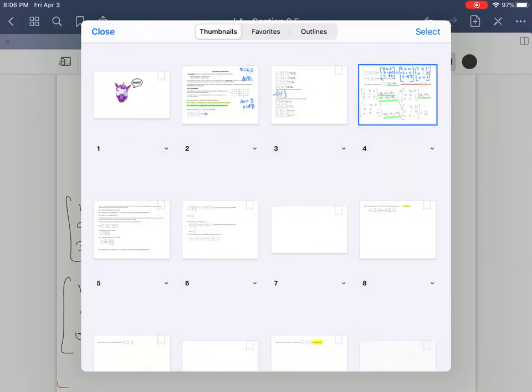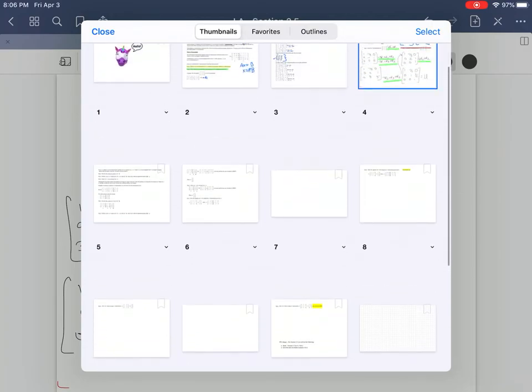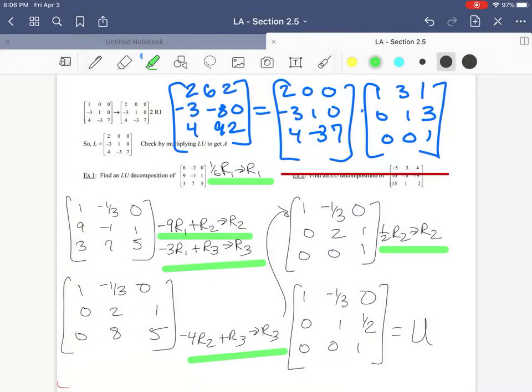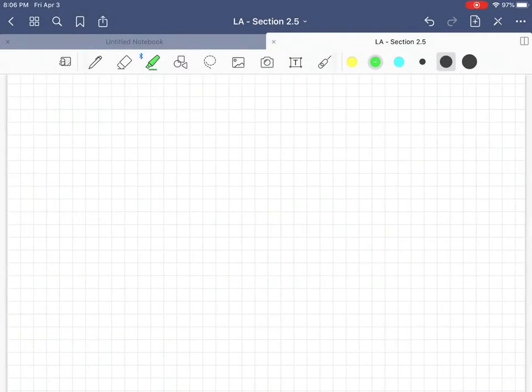Oh well, I added a graph page. So let's add that right there. Okay, all right, so here's my page now. On my upper matrix, I already got that. And so now I need to get my lower matrix.